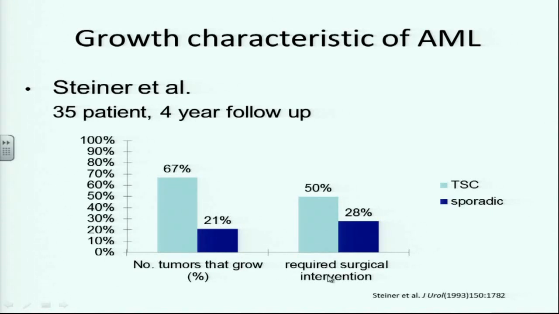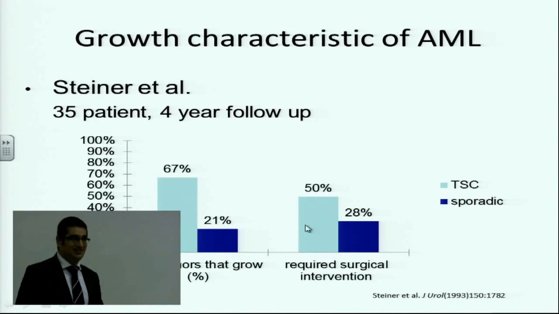And not only is it much more likely to grow, it's also much more likely to require some kind of intervention. And we'll talk about the intervention in a few slides from now. But in only 4 years, half of these patients with TSC AMLs required some, or had rather, let me put it that way, had some form of surgical intervention.